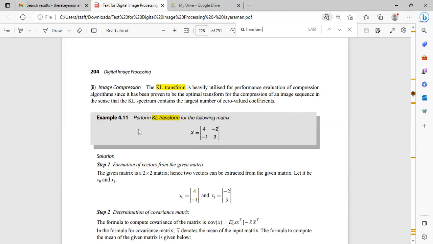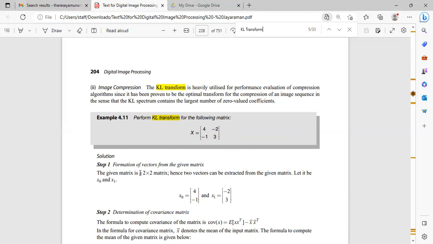So we'll see an example to study the KL transform. Remember, such problems are often asked in the exam. So you try to do all these things step by step. Perform the KL transform for the following matrix. This is the given input image, X equal to [4, -2; -1, 3].